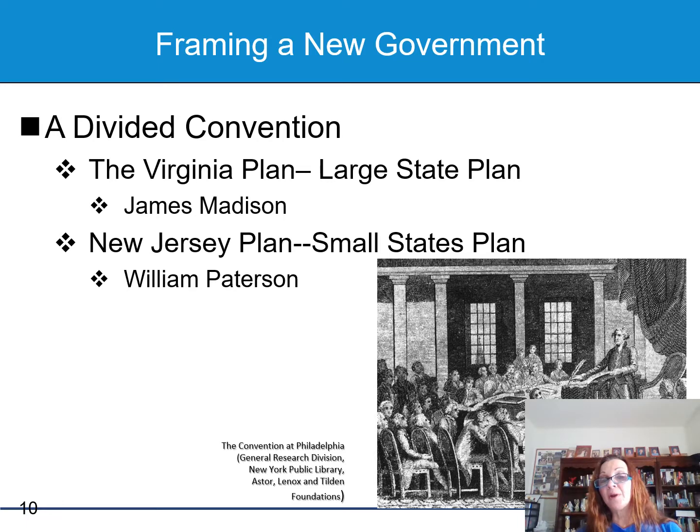And one of the primary authors of the New Jersey plan was William Patterson. And the New Jersey plan basically really just did tweak the Articles of Confederation. They kept the unicameral system of government with equal representation for each group. So now we have two very different plans of government, the Virginia plan and the New Jersey plan, and we're going to have to debate on those to see what type of government we are going to end up with.